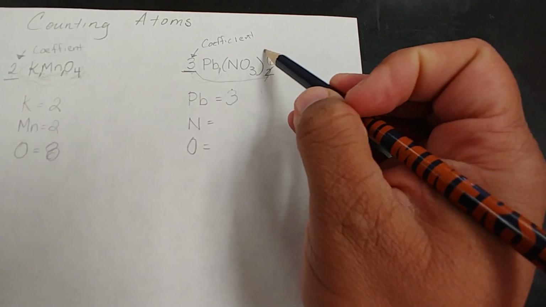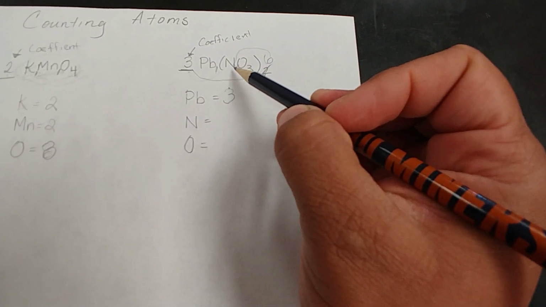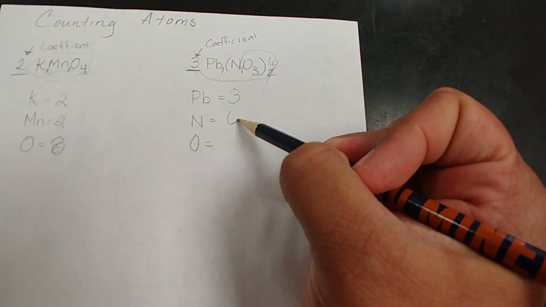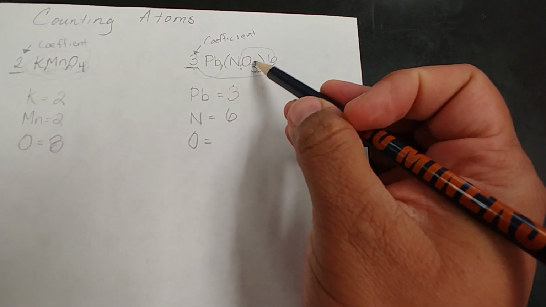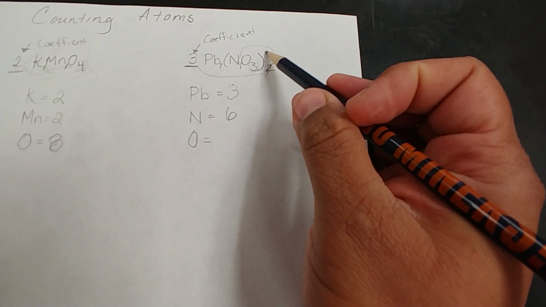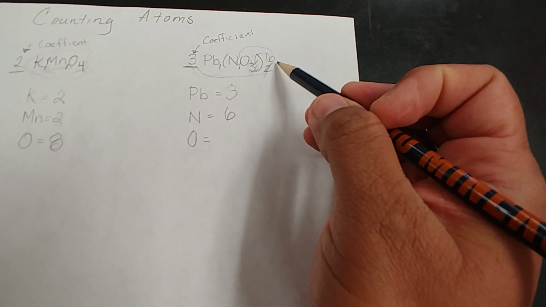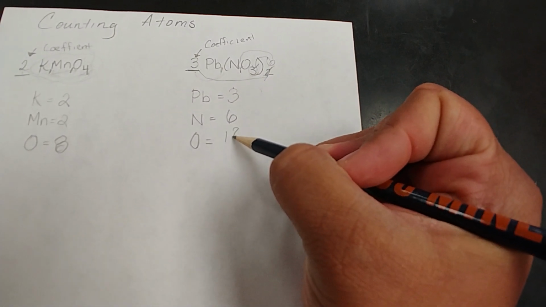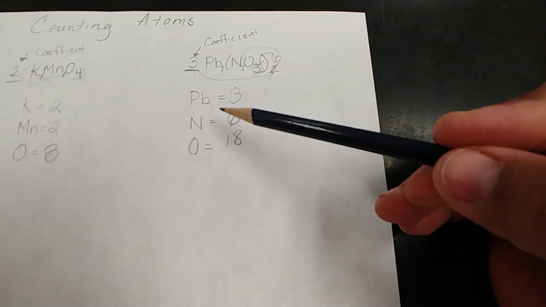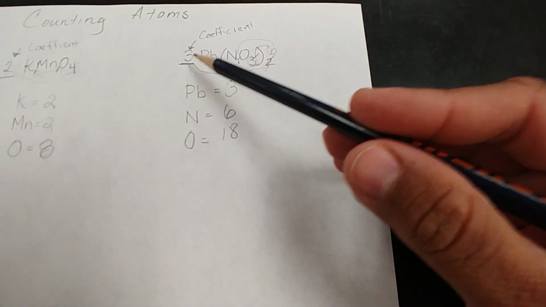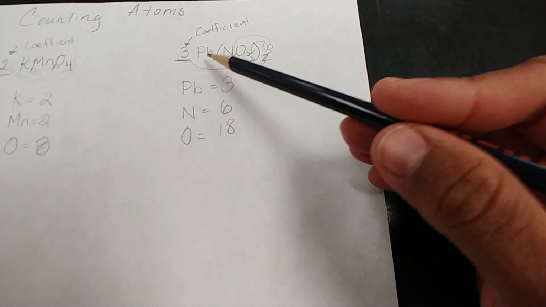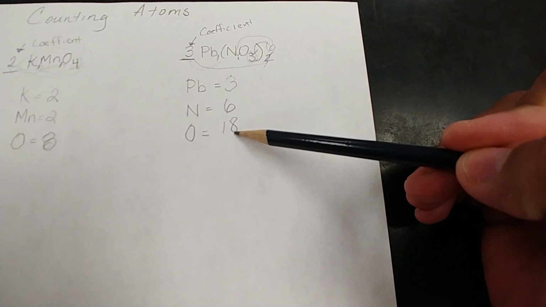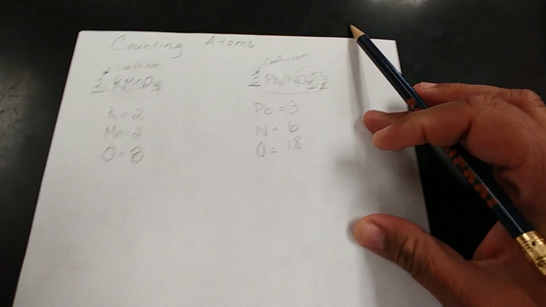So now this 6 multiplies inside the parentheses. Okay, so this is understood as 1. So 6 times 1 is 6. And this oxygen already has a subscript of 3. So this 6 also multiplies with that 3. It's a distributive property. 6 times 3 is 18. Okay, so that shows us all the atoms of 3 lead nitrates. So 3 atoms of lead, 6 of nitrogen, and 18 of oxygen. And this is how you count atoms.